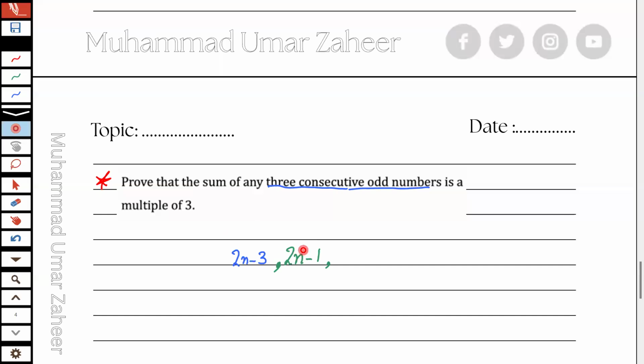On the other side, it will be 2n minus 1 plus 1, so 2n plus 0, and then 2n plus 1. That is your even number. Yes, everyone, is it clear? All of you? Sir, can you explain it again?